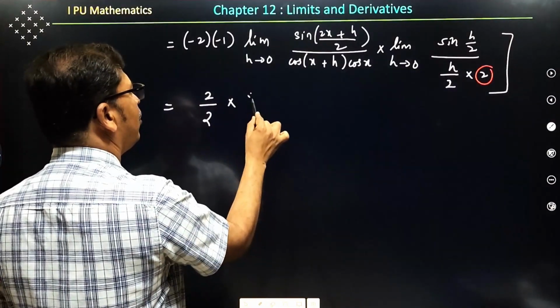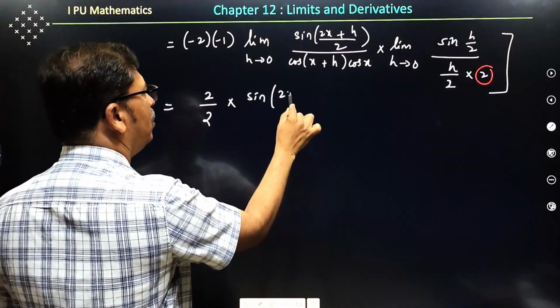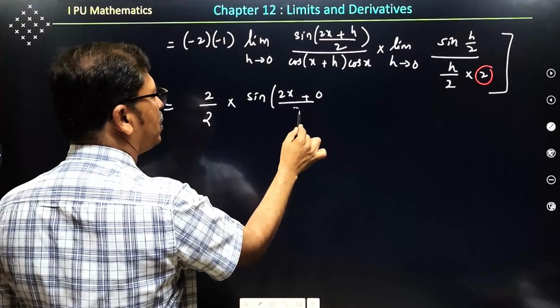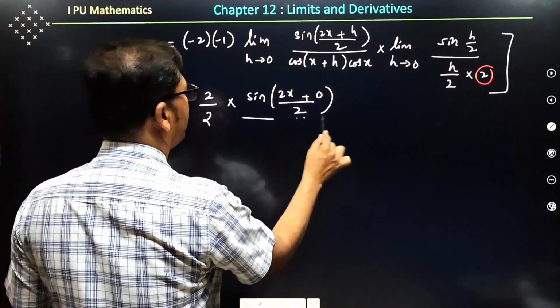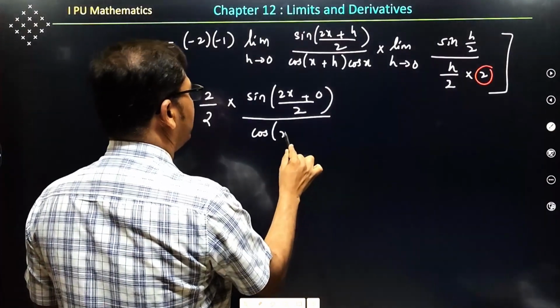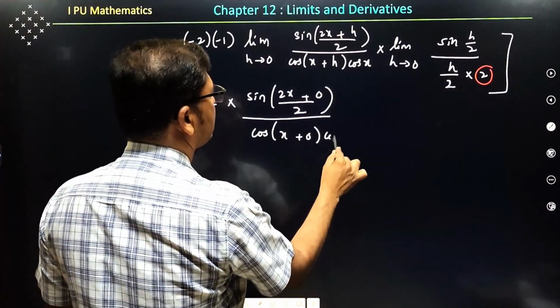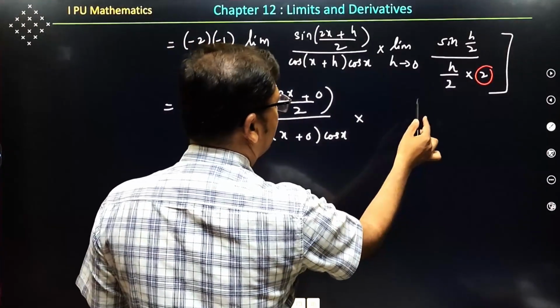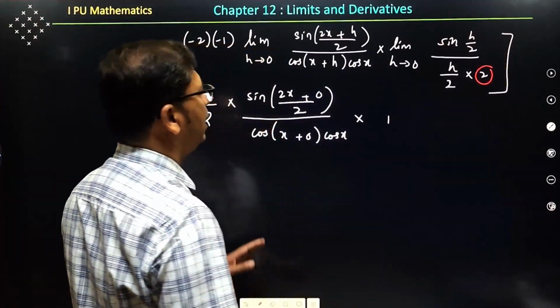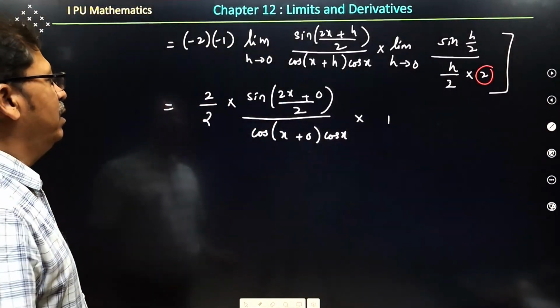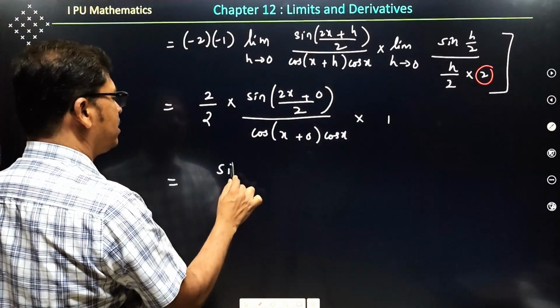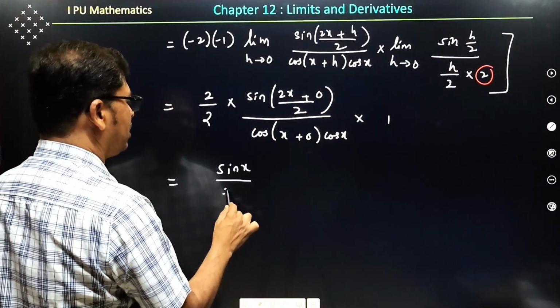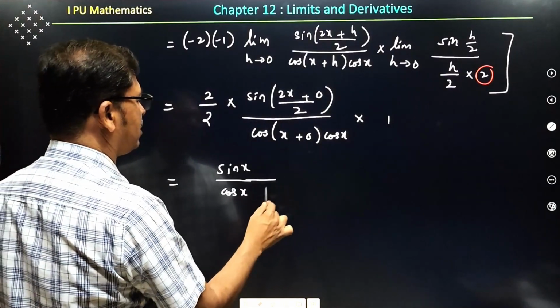This is equal to sine of (2x plus 0) divided by 2, whole divided by cos of (x plus 0), into cos x, into, this is a standard limit, its value is 1. I have written directly. Now 2 cancels. 2 again here cancels, sin x remains. Sin x divided by cos x into cos x.